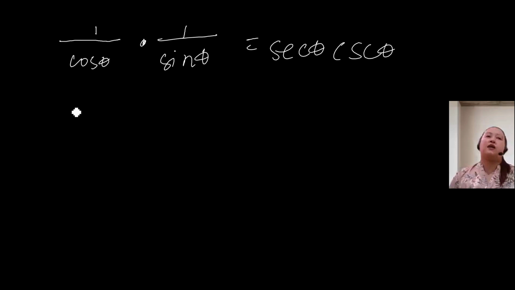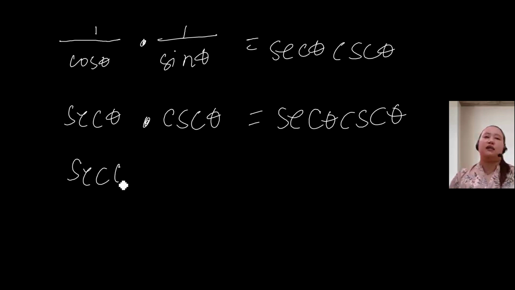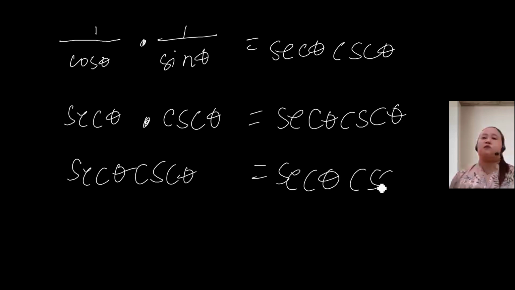So 1 over cosine of theta is secant theta, times 1 over sine theta, reciprocal is cosecant theta. So right side, you just copy. And then secant theta times cosecant theta. So it is equal to secant theta cosecant theta. So we're able to show that they are equal. Okay, next.